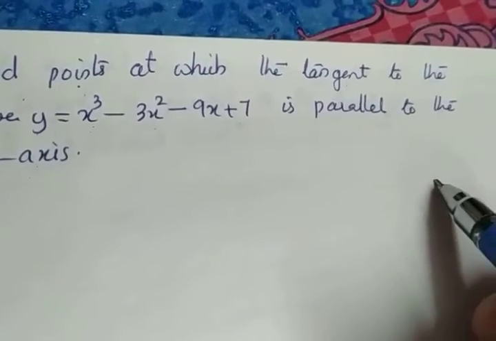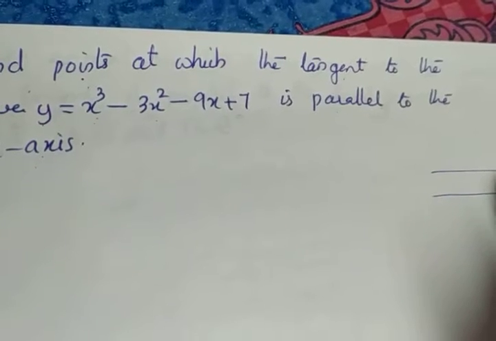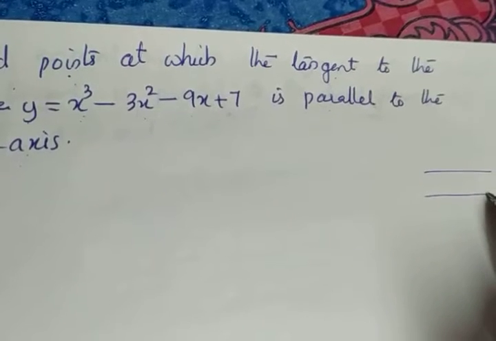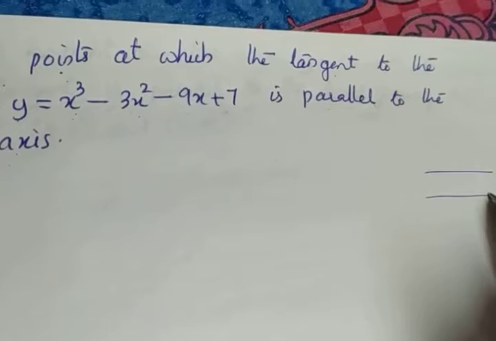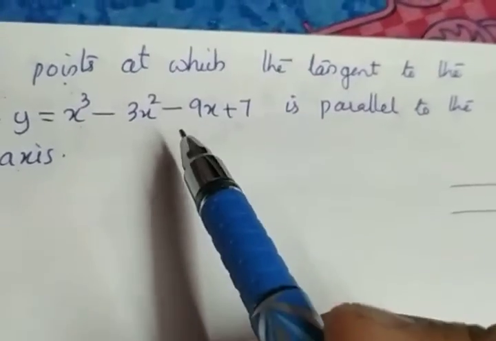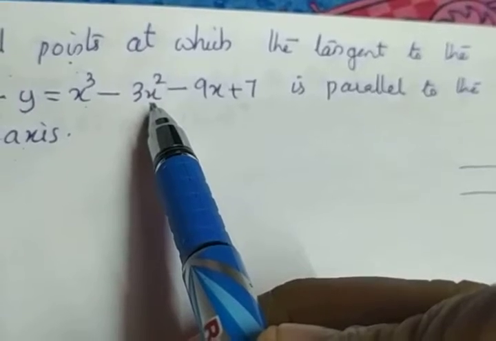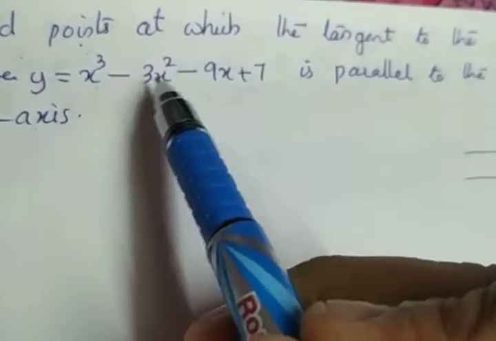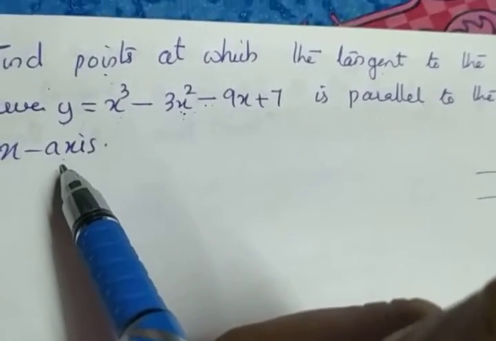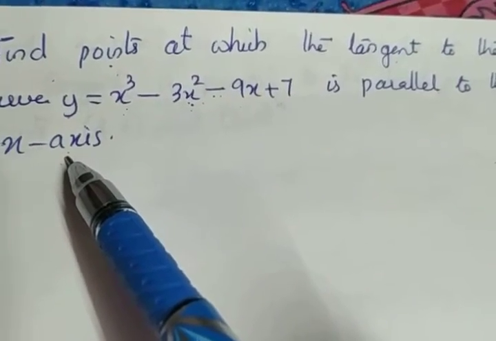What is the specialty of the lines parallel to each other? Since we are dealing with the topic tangent and normal, we can say that if two lines are parallel, then the slope of the tangent will be equal. So for this curve, find the tangent. How? Take the derivative dy by dx. The tangent is a line, and that line is parallel to x-axis. That means the slope of this tangent and the slope of the x-axis will be the same.